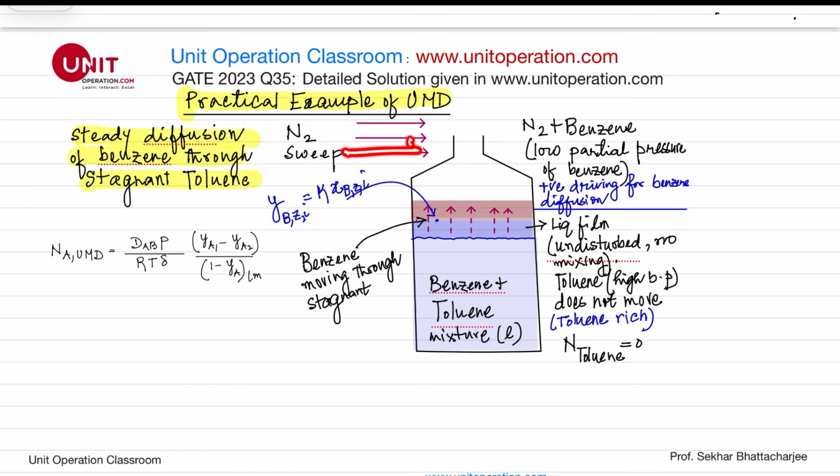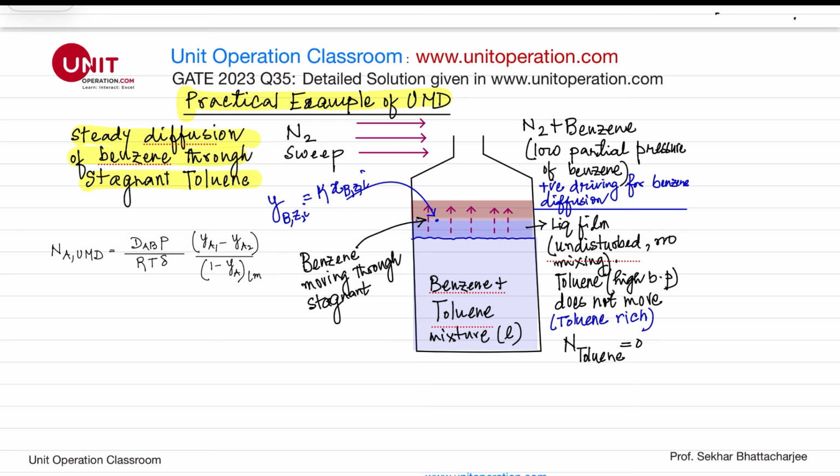Because here we are assuming there's a very large flow of nitrogen or air sweeping on the top. And so benzene moves because of the partial pressure difference here. The partial pressure right at the surface is the vapor pressure of benzene at that temperature. And whatever benzene comes out gets blown away, so we can assume the partial pressure of benzene is equal to 0. So there's a constant transport of benzene from the liquid surface towards a flowing stream here.